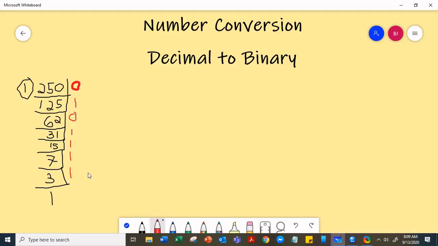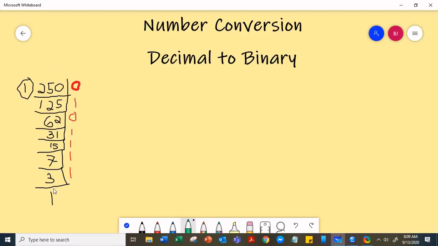As mentioned, we would stop the method once we get a quotient of 1. So the only possible final quotient would always be 1. So if you get a different number lesser than 1, then you did something wrong. Okay? So what will be the answer? So 250 converted to binary.